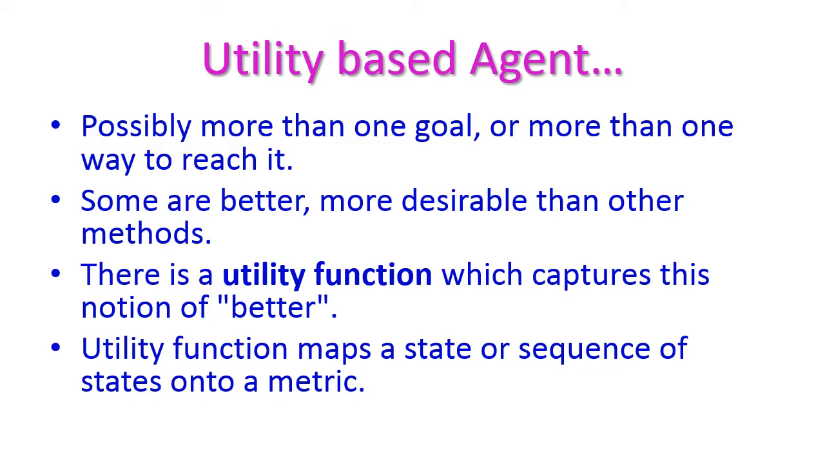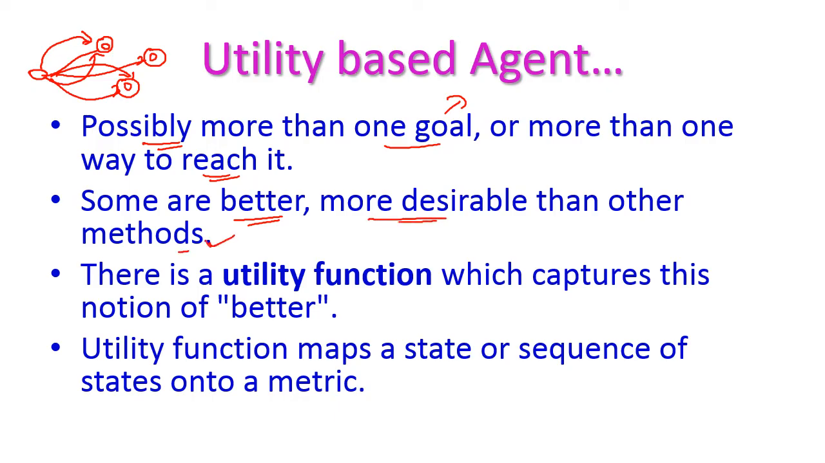Here, more than one goal may be there in some problems and more than one way to reach it. That is, this is the starting state and more goal states may be there for some problems, and more ways may be there to reach a goal state, right? And here we need to select which is the better one and more desirable than other methods. For this purpose we are using the utility function.